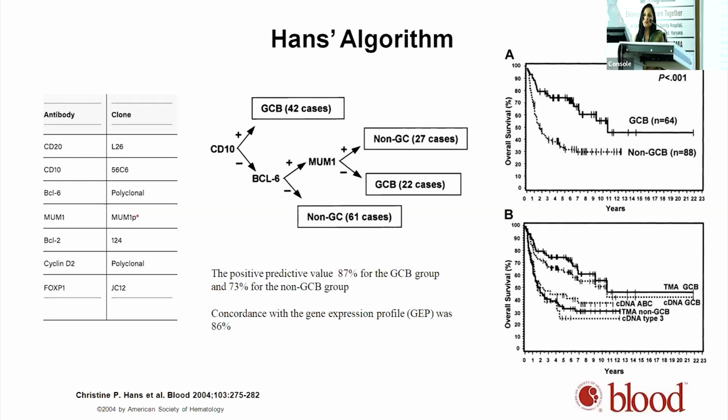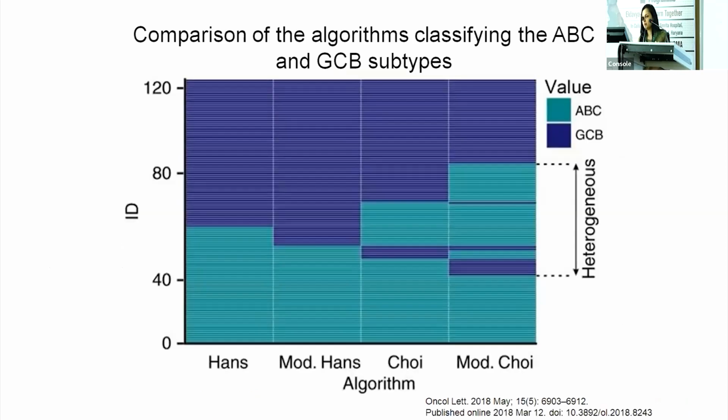So these classifications are just surrogates. You cannot just take them as gospel truth that, okay, this has been classified as GCB or ABC, that they are actually there. It may be slightly different in the actual transcriptomic analysis.